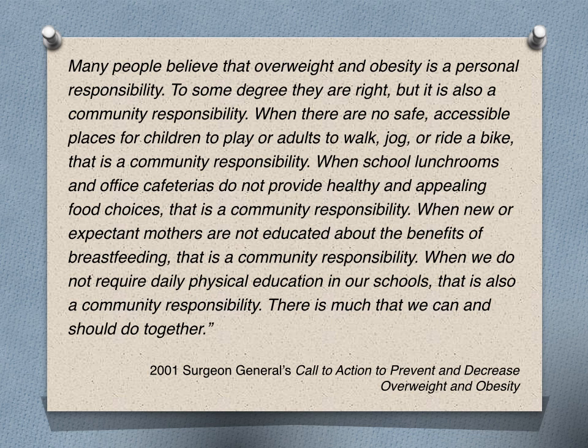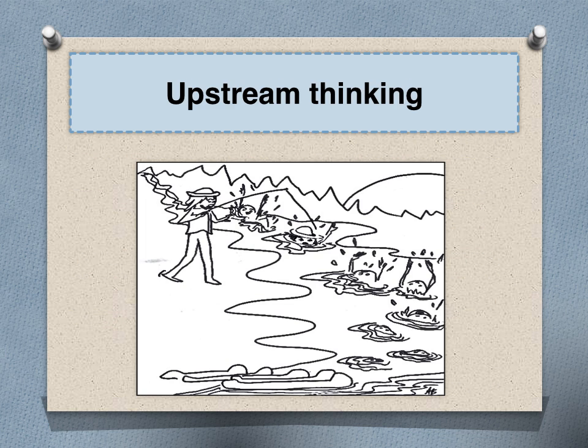When school lunchrooms and office cafeterias do not provide healthy and appealing food choices, that's a community responsibility. When new or expectant mothers are not educated about the benefits of breastfeeding, that's a community responsibility. And when we do not require daily physical education in our schools, that's also a community responsibility. There is much that we can and should do together. Now, this kind of thing is often called upstream thinking. Let me read you this story about upstream thinking, and you'll see what this illustration means.